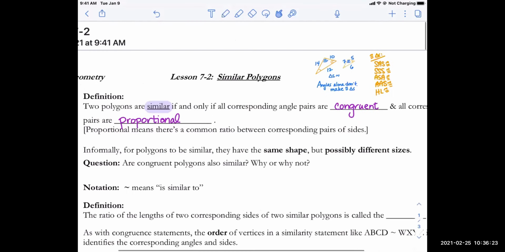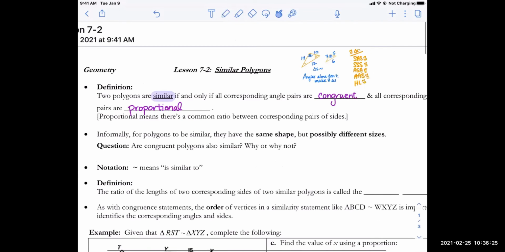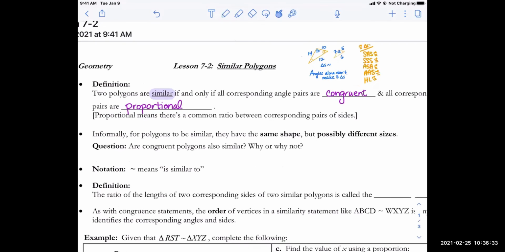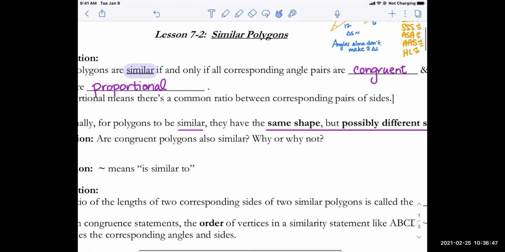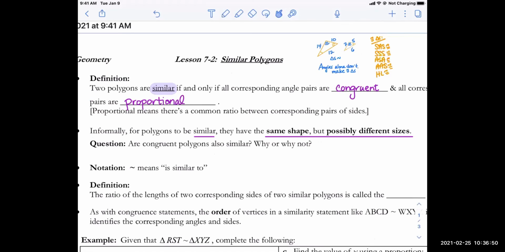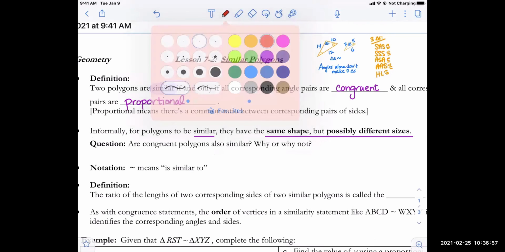So the idea of congruence means same size and shape. The idea of similarity is that they have the same shape, but they might be different sizes. Okay, similar means same shape, possibly different sizes. Now, why am I saying possibly different sizes? Well, let's say you do have two congruent polygons. Would they be similar? If two polygons are congruent, are they also similar?